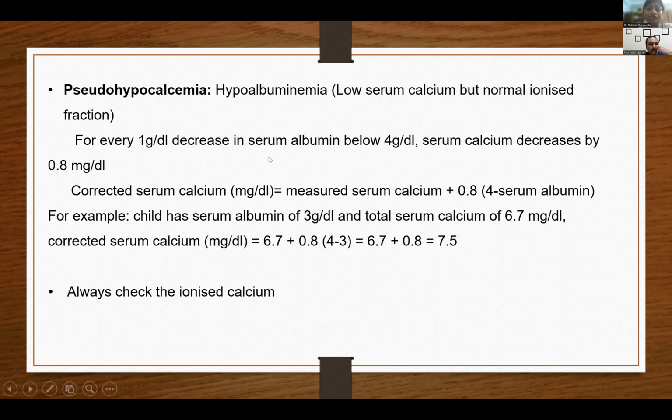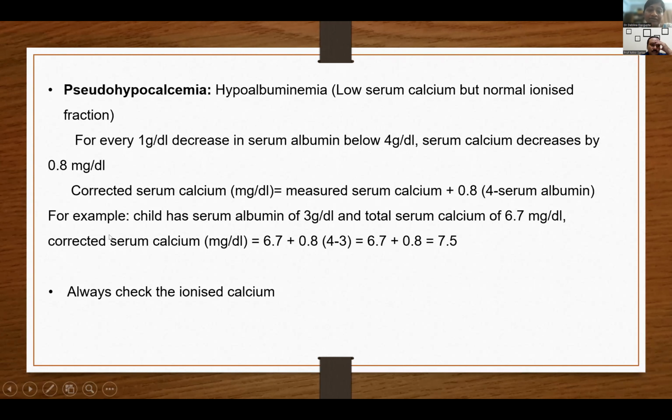So there's a method to correct that. So how do we do that? Remember, for every 1 gram per dl decrease in serum albumin below the 4 gram per dl mark, serum calcium decreases by 0.8. So the corrected serum calcium in mg per dl is given as measured serum calcium that is reported by the lab plus 0.8 into 4 minus serum albumin.